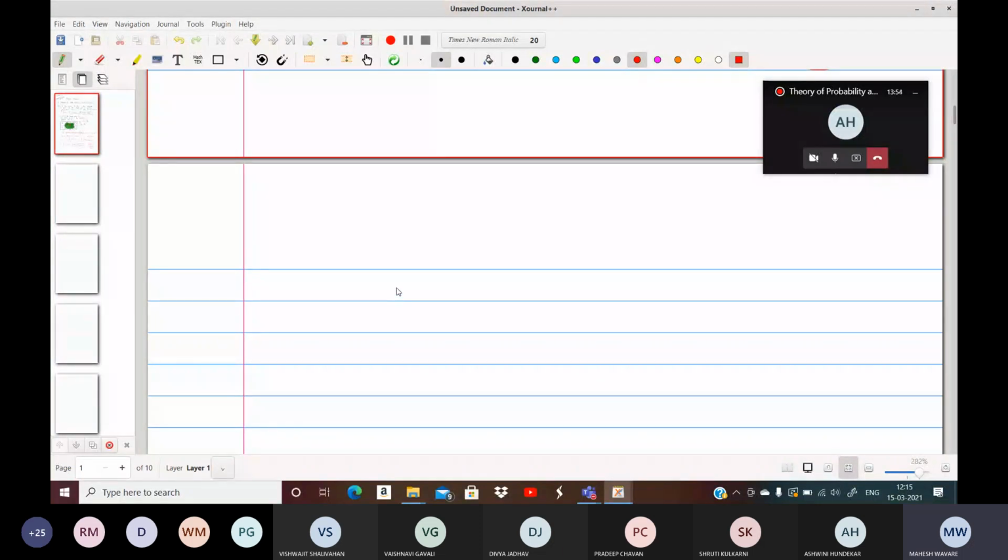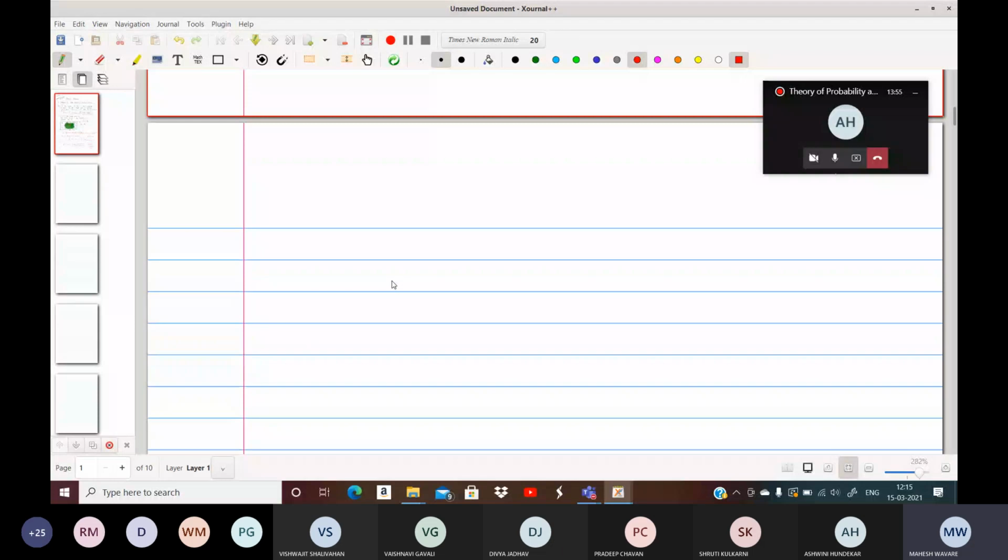Now, before starting the example, let us have the important theorem, the last theorem of this unit, that is Bayes' theorem. Let me write the statement of it. Bayes' theorem is for conditional probability. You are writing this statement for conditional probability.